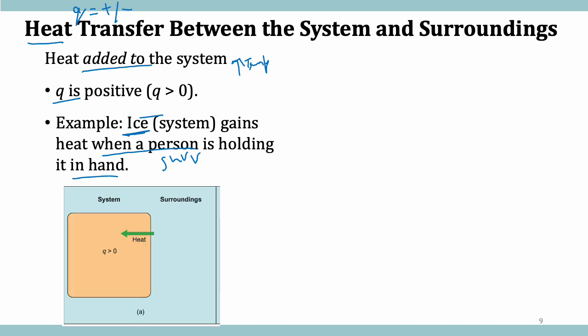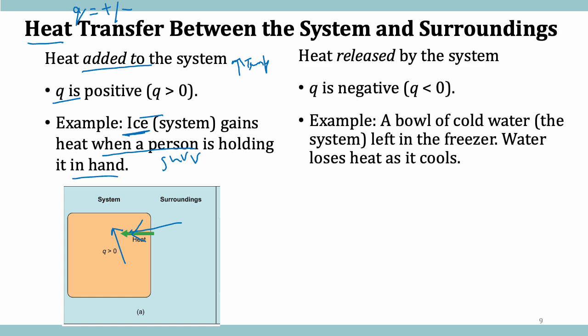Look something like this. Surroundings, system. Surroundings are giving heat to the system, so energy of the system will increase, which means Q is positive. The second scenario would be opposite, where heat is released by the system. So system will lose the heat, give it to the surroundings, and Q is going to be negative in this case because system loses heat, so system's energy goes down.